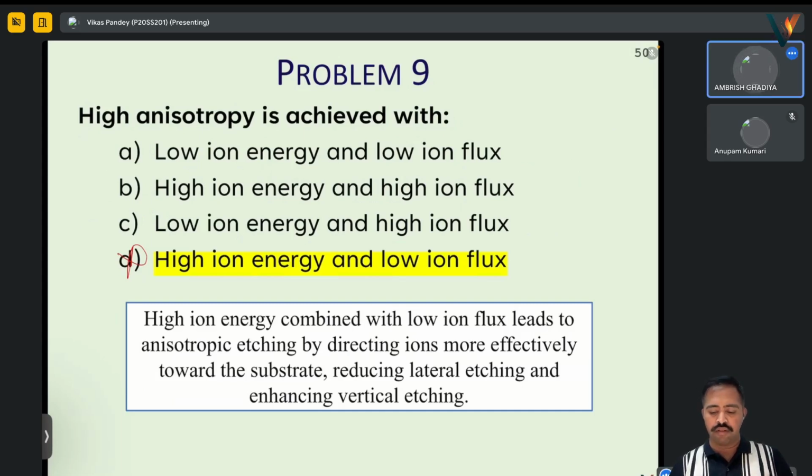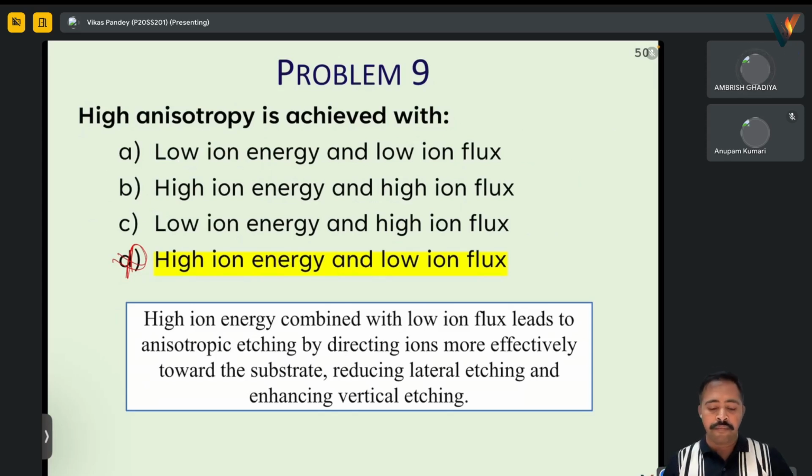This is what we said, high energy and low flux, but this one is wrong. For the low ion energy, there will be low damage to the substrate. It's for cleaning purposes, right? Yeah, for cleaning purposes it is.